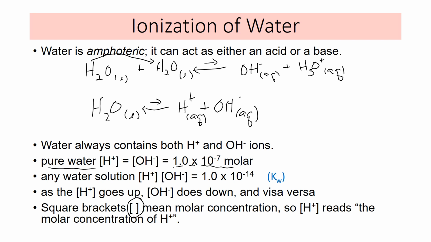And it turns out that any water solution, if you multiply those two concentrations together, so 10 to the minus 7th times 10 to the minus 7th gives you 1.0 times 10 to the minus 14th. And that's true whether they're equal to each other or not. This is an important number known as the KW, or the equilibrium constant of water. And what that means is if you increase the H plus, the OH minus will go down, and vice versa, but you always have both of those in a water solution.